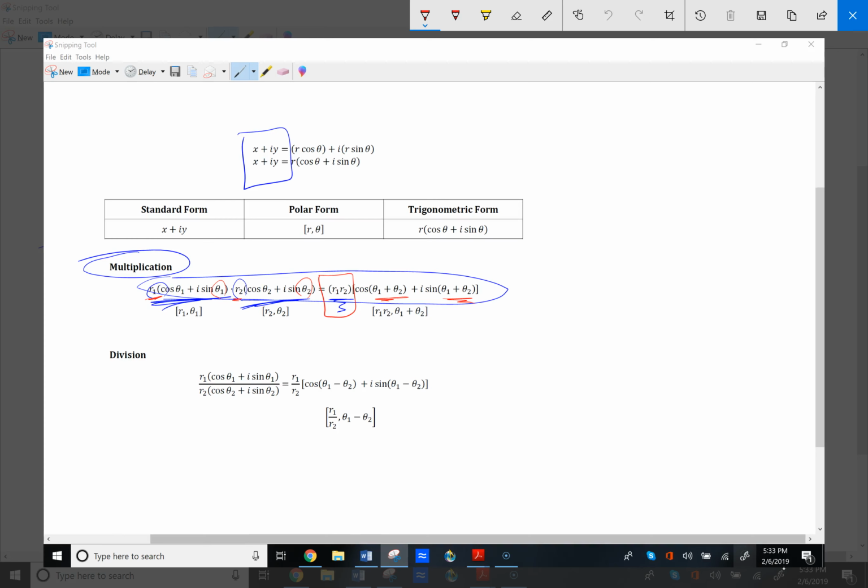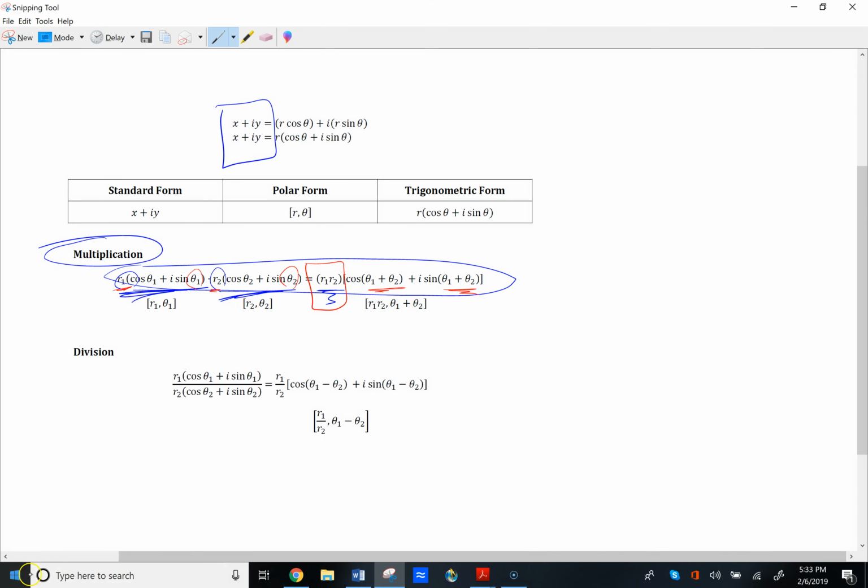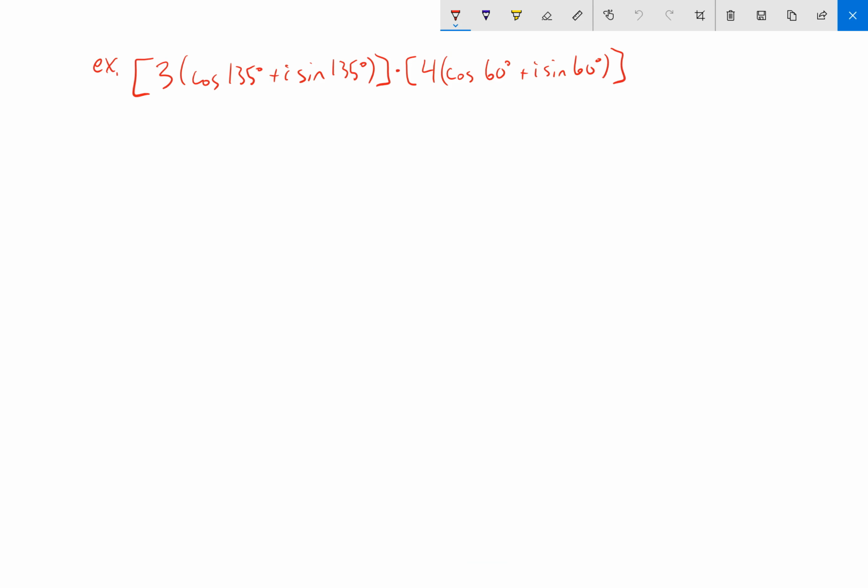All right, so here's a quick example. So we're going to multiply these two complex numbers in trig form. The process is real simple, right? Here, my first complex number has an r of 3 and a theta of 135 degrees. My second complex number has an r of 4 and a theta of 60 degrees.